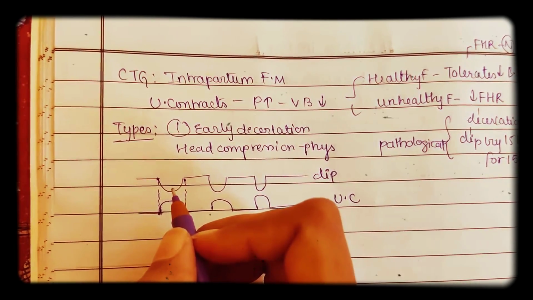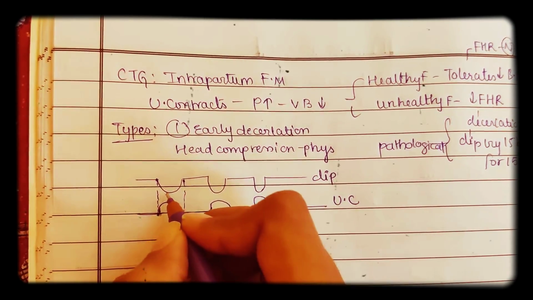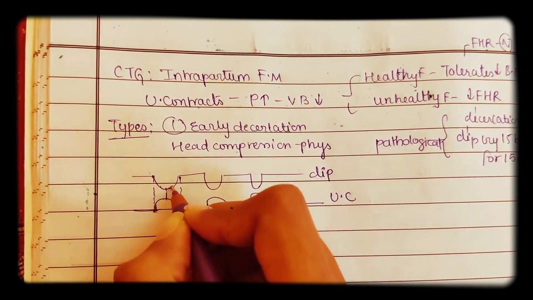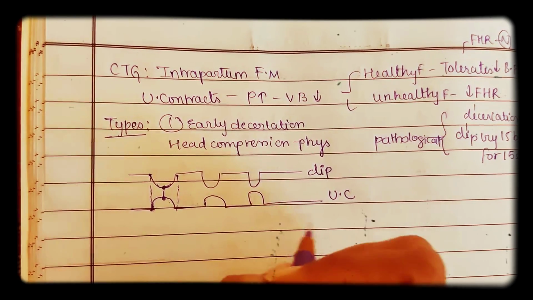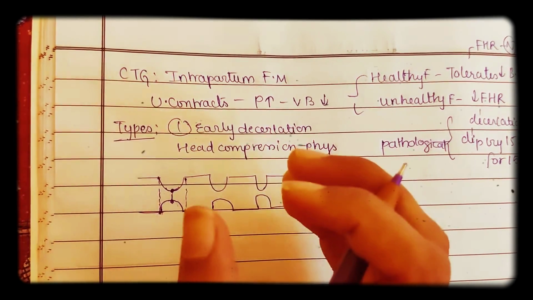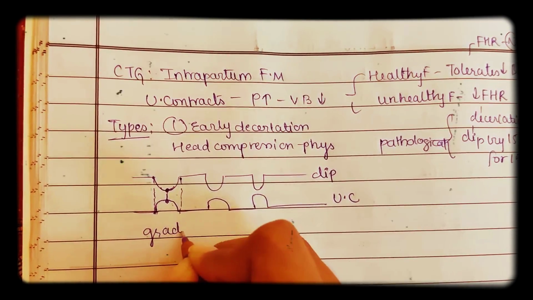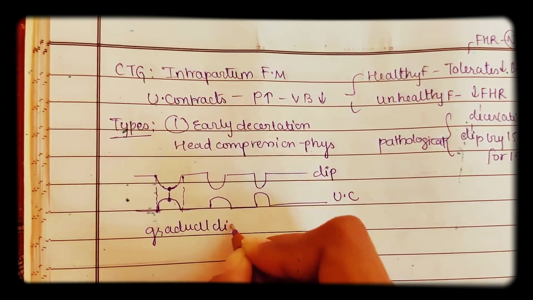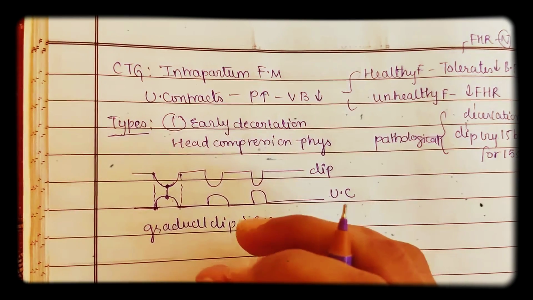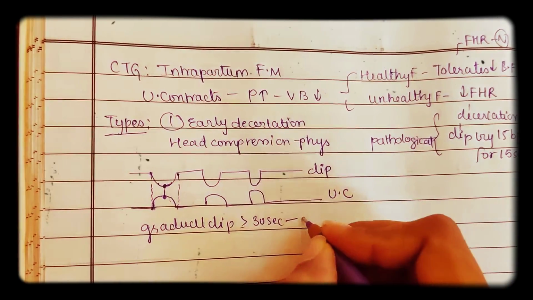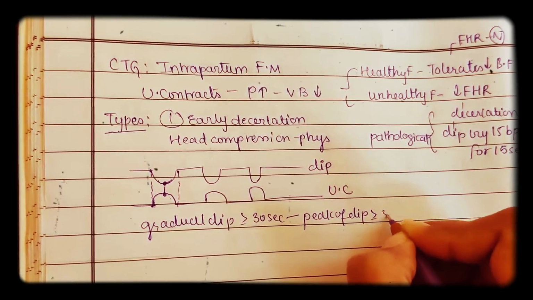And the gradual dip should be greater than 30 seconds. The time from onset of dip to the peak of the dip should be less than 30 seconds. This is the peak of the dip. You can see this lowest point of the dip is equal to the upper point of the uterine contractions, right? So these are all similar. And remember that the gradual dip is greater than or equal to 30 seconds. The time from onset of dip to the peak of the dip is also greater than or equal to 30 seconds.